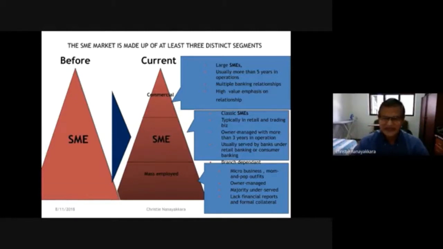The first category is microfinance, or what they call mass employed. Microfinance is about mother and father operations, or family operations. That type of business is managed by the owners only. Majority are underserved. You need to understand this. Underserved means they are very much in the rural sector, where sometimes there is no bank branch present.